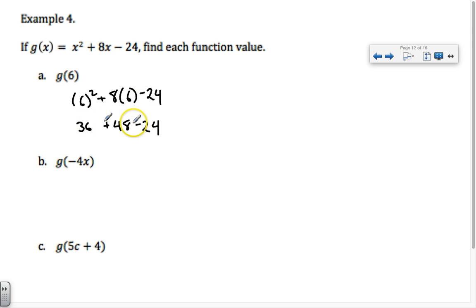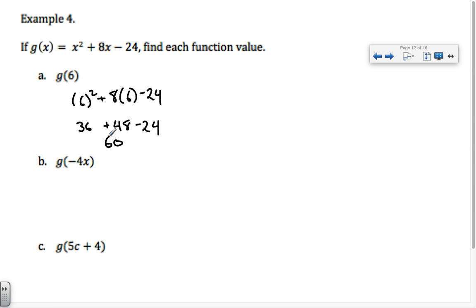So then I can combine these again. So 36 plus 48, let me get my calculator because I can't add. 36 plus 48 minus 24 is going to give me 60. So when this is all said and done, this is actually going to simplify out to 60.